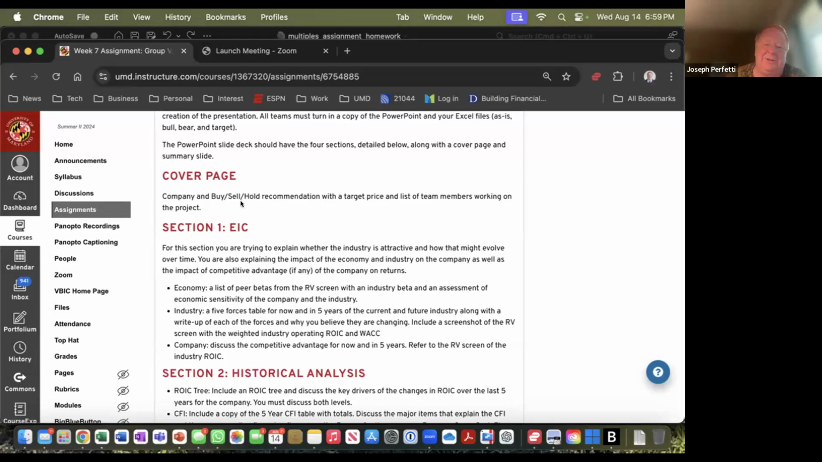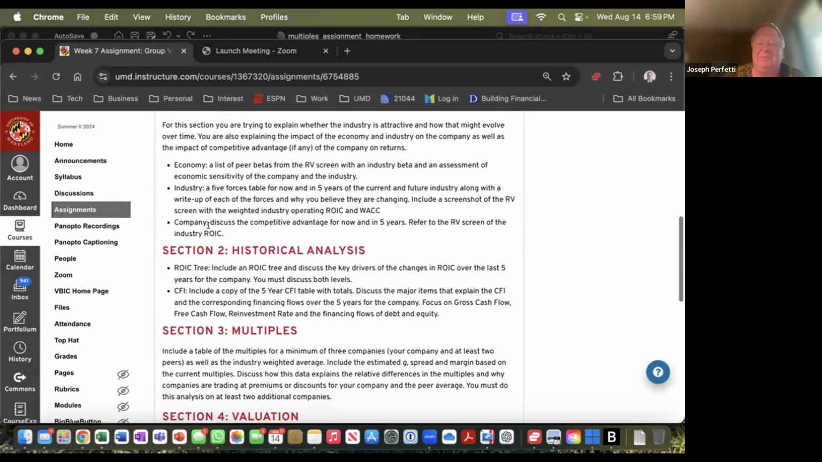Second section, you're going to do an ROIC tree of your company, and you're going to do a CFI analysis of your company. Okay, you're going to get that right out of your as-is valuation model. Put those trees and the CFI right into your PowerPoint, and you got to go through it.